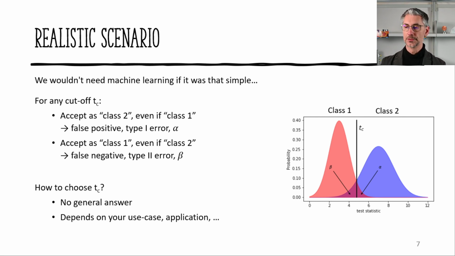So how do we choose this discriminator, this cutoff value TC? There is no general answer to this, and it depends on your use case or application or research project. So this is what makes it quite important to consider exactly what we want to achieve with our classification result.